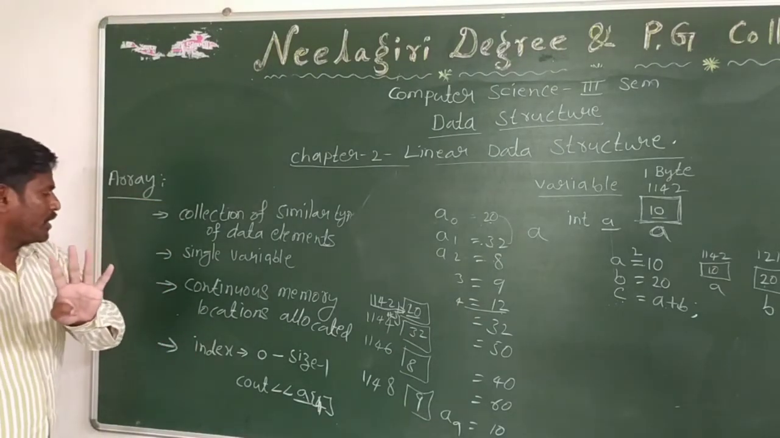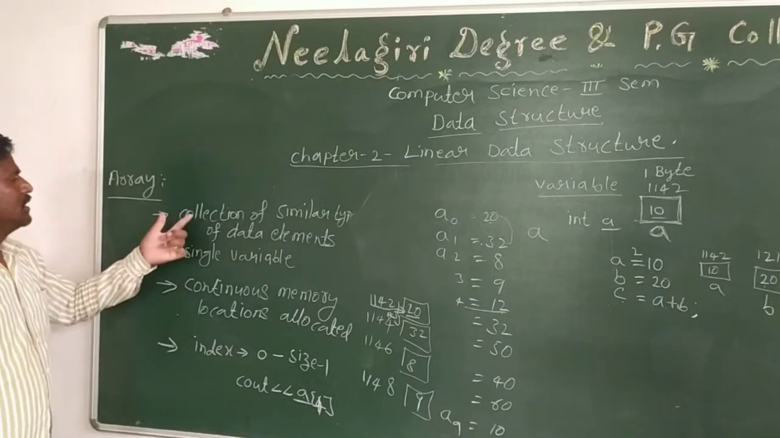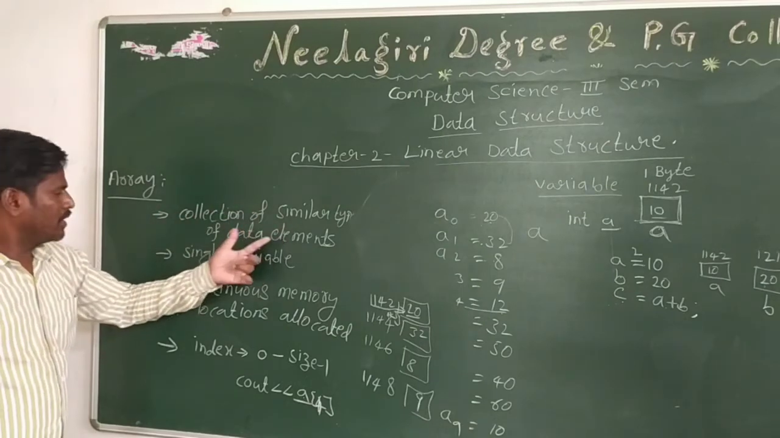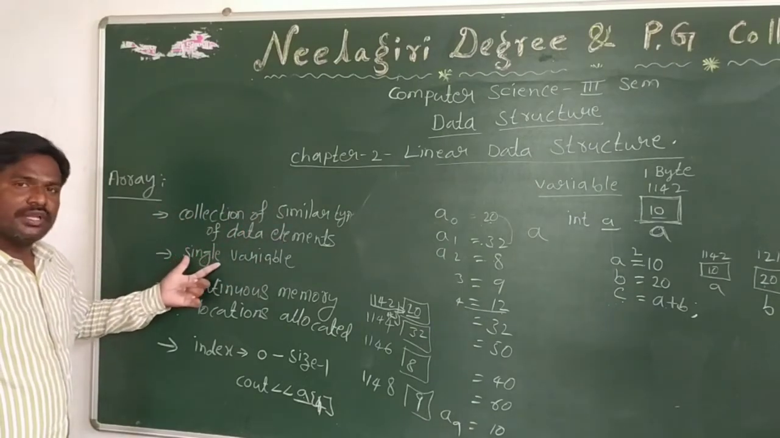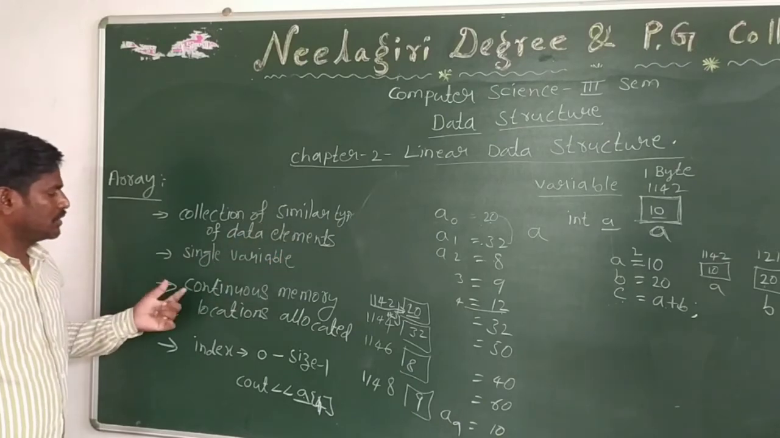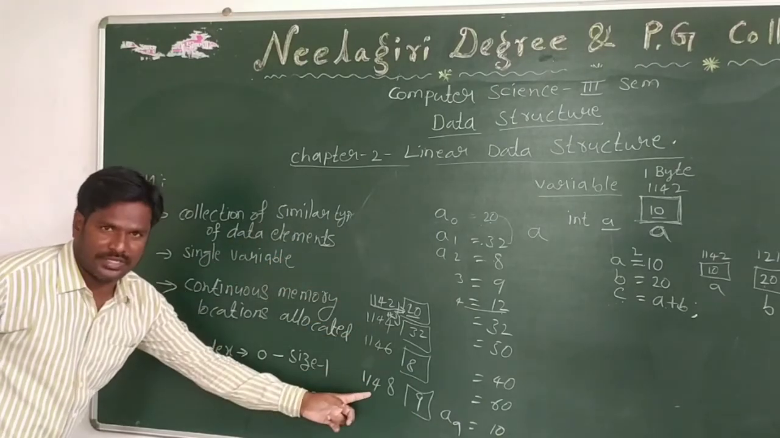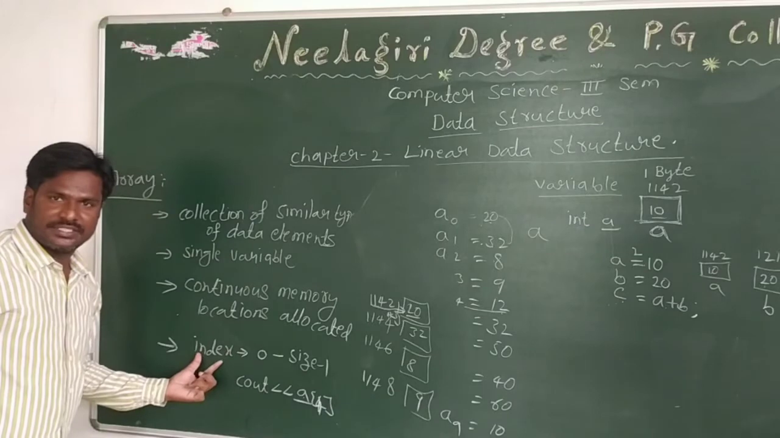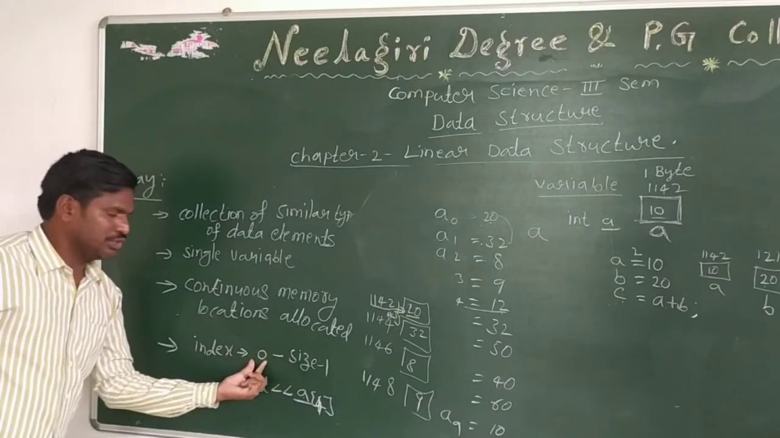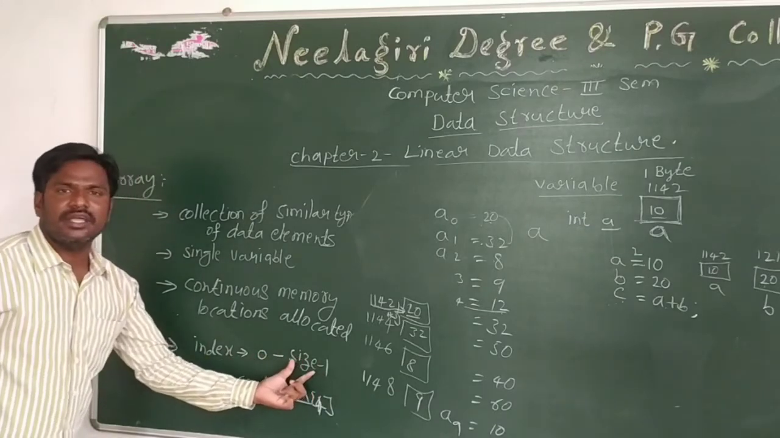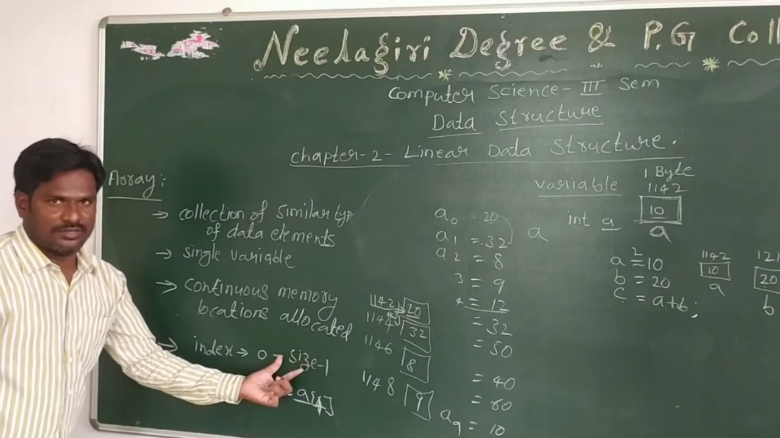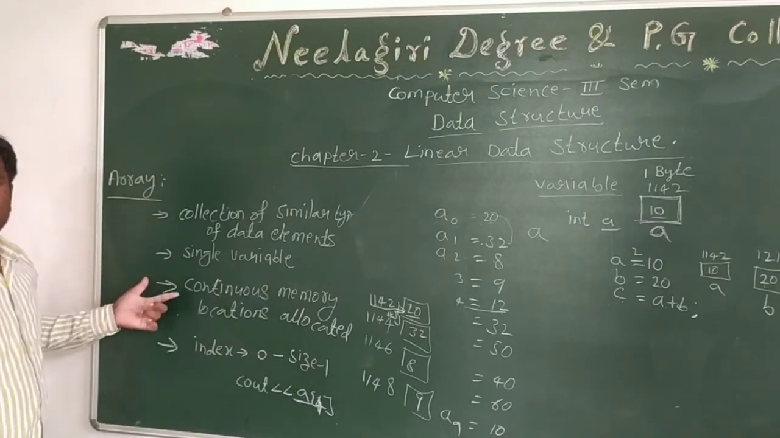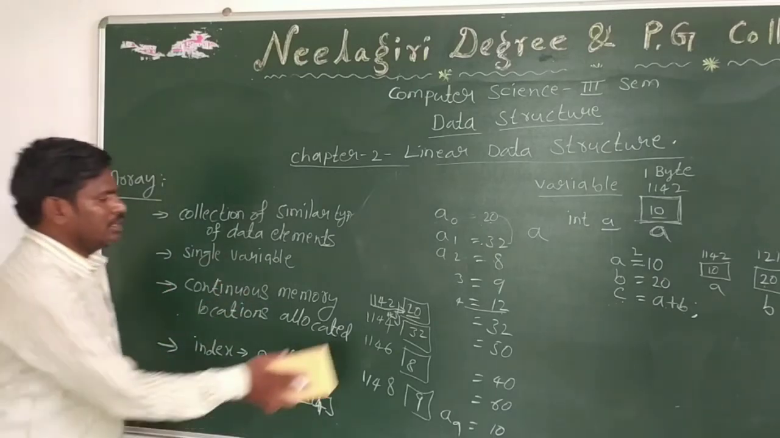So mainly we have to remember here four points: an array is a collection of similar type of elements. We can use a single variable to store multiple values. Continuous memory is allocated and we use the index. The starting index is 0. The ending index is size minus 1. So this is about that. Here there are basic terms to discuss.